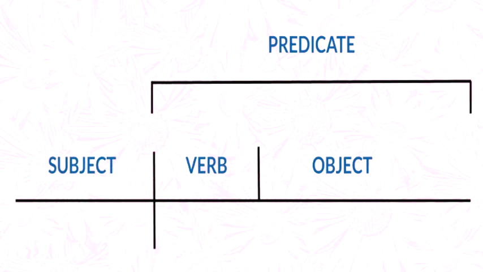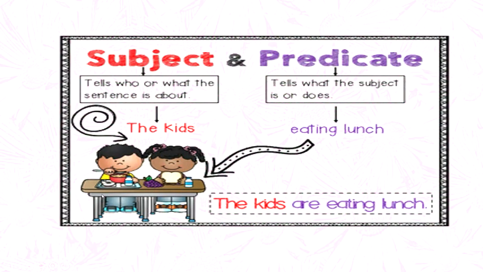So children, before we actually come to the example, let us first understand the grammar part. Predicate is actually the combination of your verb and object. So subject is the doer or the person or who or what of your sentence. And the rest of the sentence that contains your verb and your object together becomes your predicate. Alright? Let us see this example.